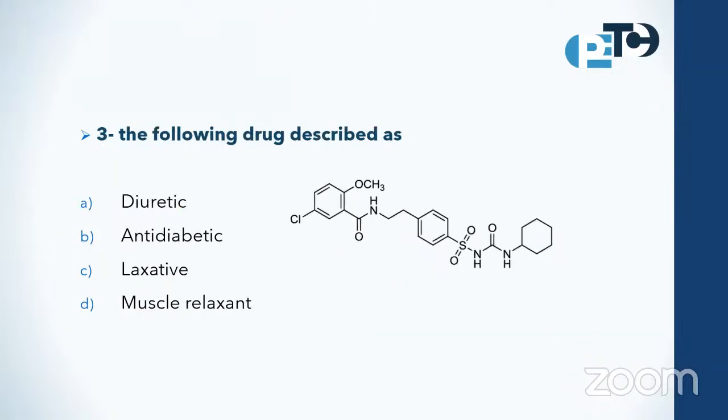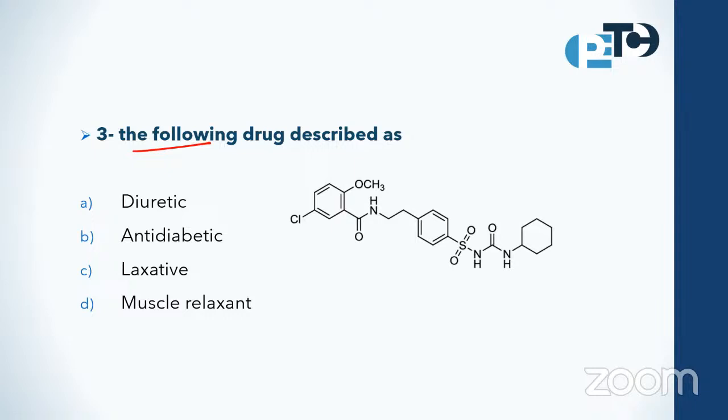Let us see this one. The following drug is described as diuretic, antidiabetic, laxative, or muscle relaxant. Here we have a structure, and we want to know what this structure is or to which group it is related in order to know its therapeutic use. Yes, it is sulfonylurea. It is easy to know. How? Firstly, as usual, we should know the specific nucleus or the specific functional group present in the structure in order to make the connection between it and its drug group.